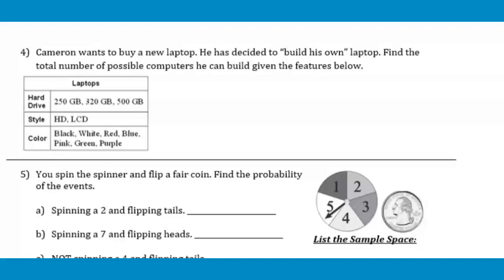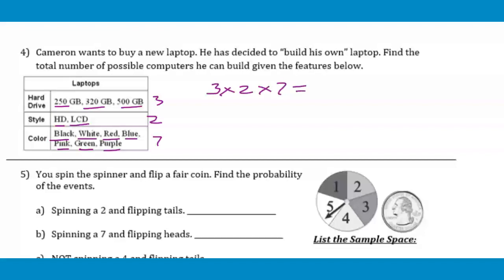So I can list all this out, all the sample spaces, or I can use the fundamental counting principle and multiply the possibilities of each one. So he has 3 possibilities for a hard drive, 2 for style, and he has 1, 2, 3, 4, 5, 6, 7 right there for color. So the fundamental counting principle says I can multiply the number of outcomes times the number of outcomes, and in this case, 3 times 2 times 7.